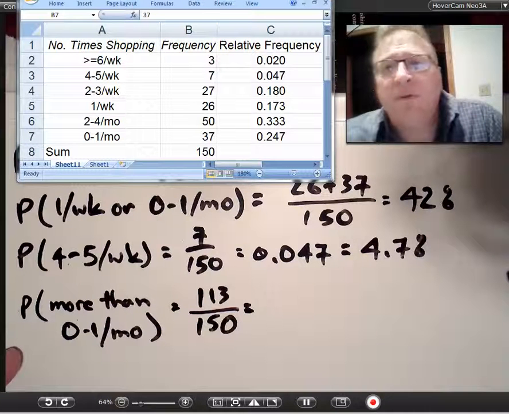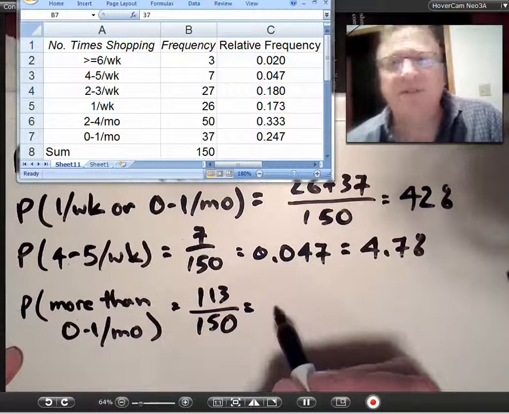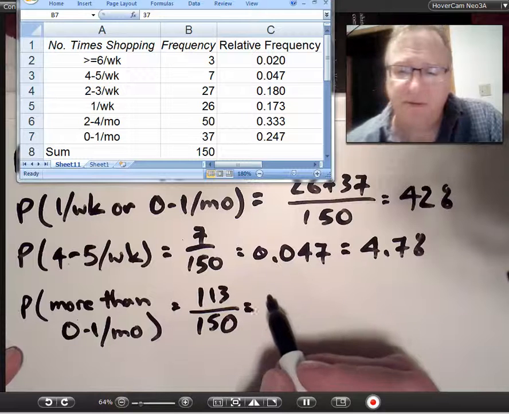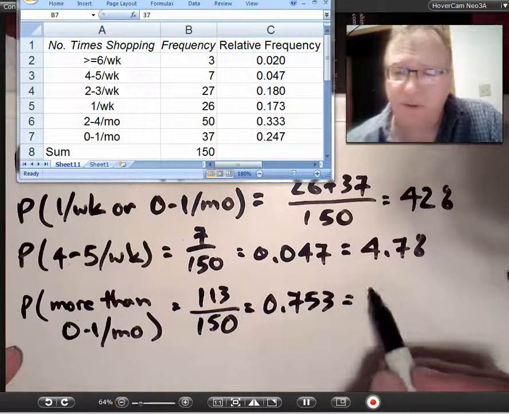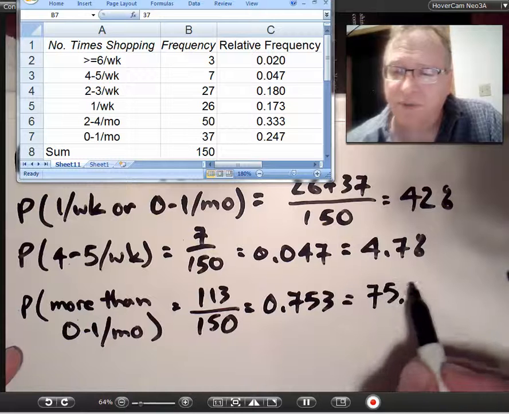So let's look at that probability. 113 divided by 150, our total number of possible outcomes. There's a 75% probability. 0.753, or 75.3%.